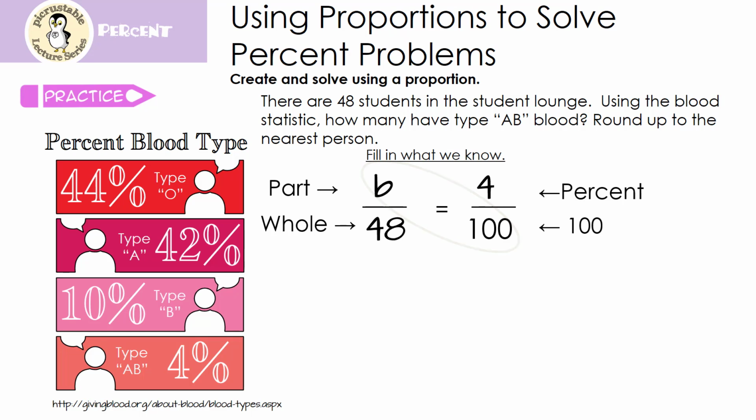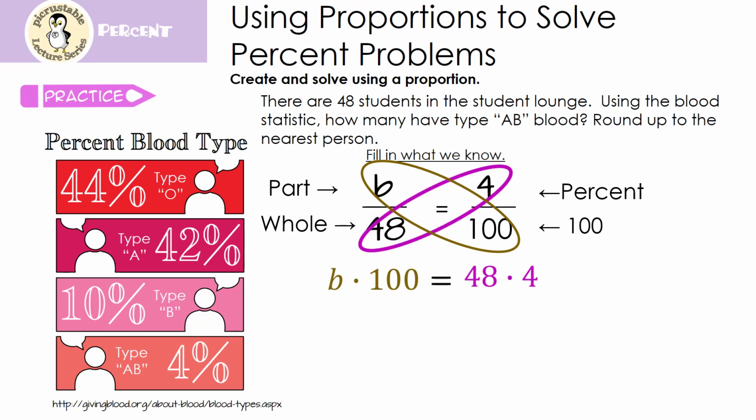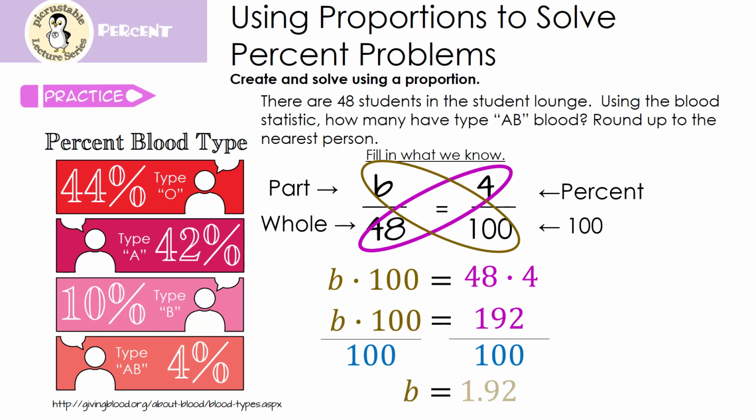Cross multiply, B times 100 equals 48 times 4. We have B times 100 equals 192. Remember, we want to get B by itself. So we're going to divide by whatever is hooked to the B. In this case, it's 100. If I divide by 100 on one side, I have to divide by 100 on the other side. It turns out that B equals 1.92.